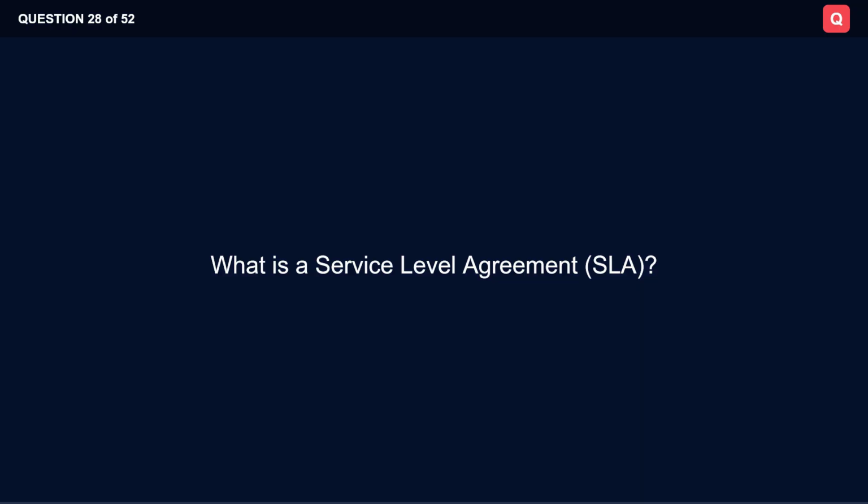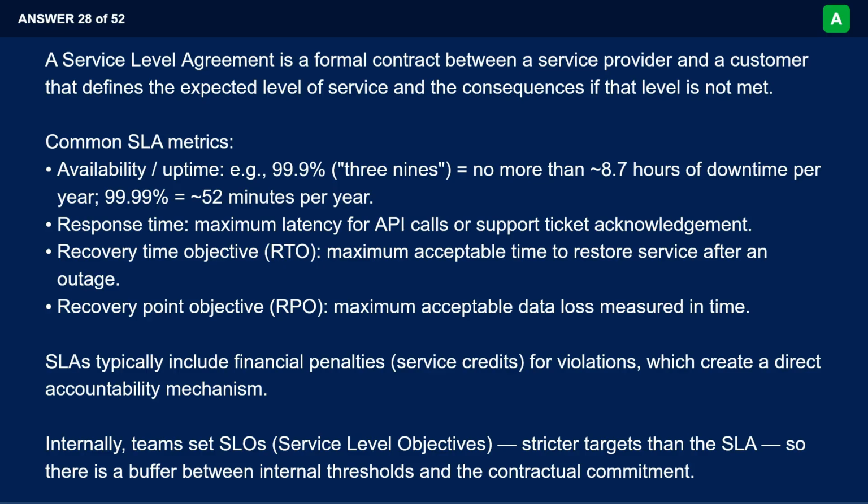What is a service level agreement, SLA? A service level agreement is a formal contract between a service provider and a customer that defines the expected level of service and the consequences if that level is not met. Common SLA metrics. Availability/uptime. For example, 99.9%, three nines, equals no more than about 8.7 hours of downtime per year.